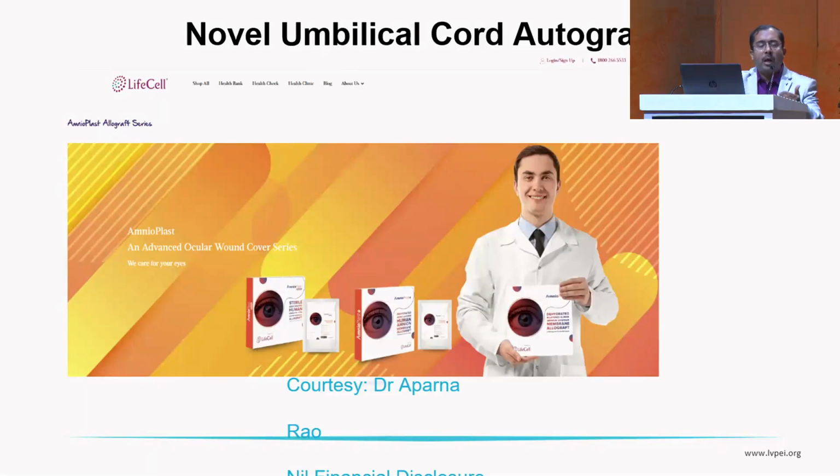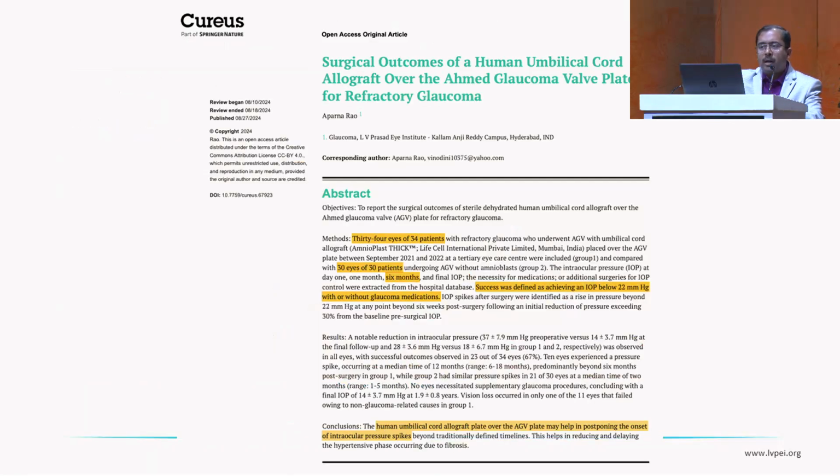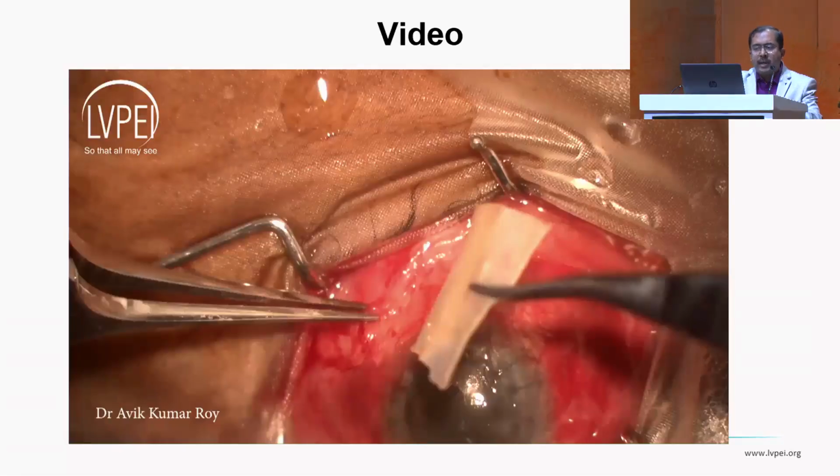Coming to our discussion today, the novel umbilical cord allograft. Initial studies were done by Dr. Aparna Rao, who showed, in around 34 eyes with 6 months follow-up, a good initial outcome with good success rates in reducing the hypertensive phase. It's a very simple procedure.